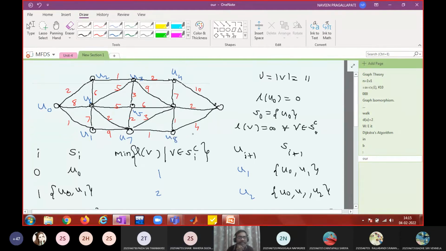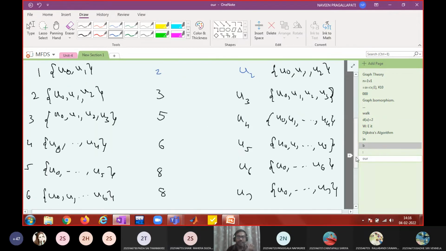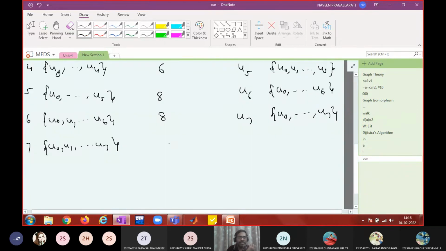So when this is U8, the walk length from U8 to U7 is 1. That is the minimum walk length. So 1 plus the shortest distance from U7 to U0, which is already 8. 8 plus 1, 9. So this is 9, and the next node is U8. So this is going to be U0 to U8. So updated, this is U0 to U8.